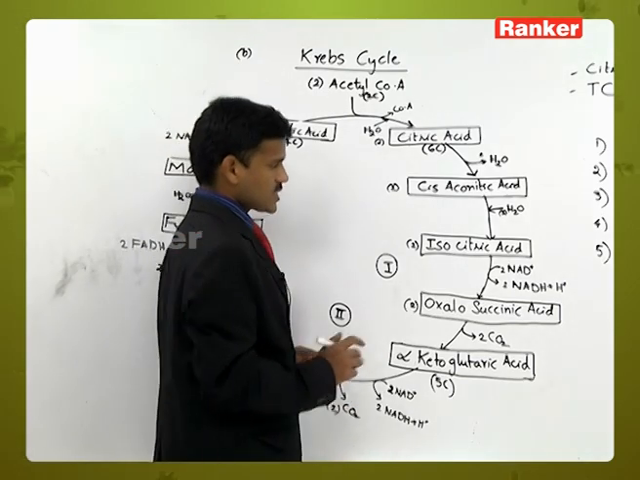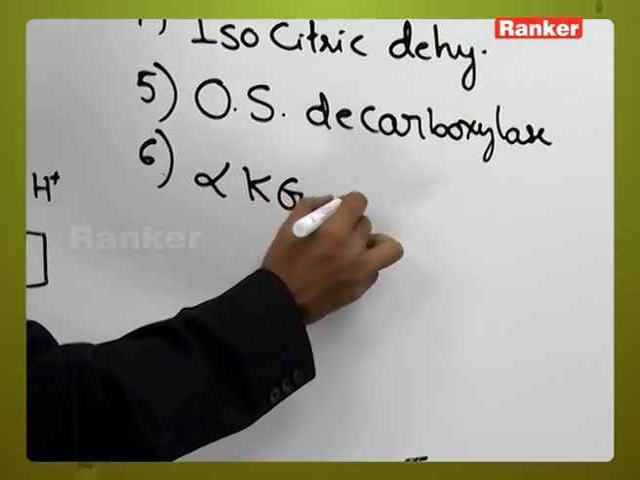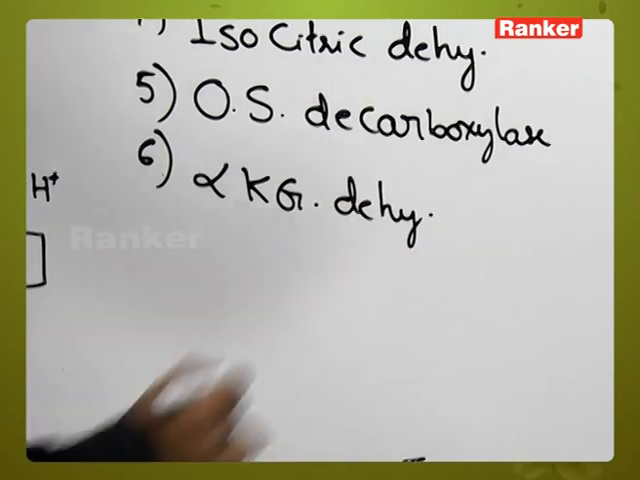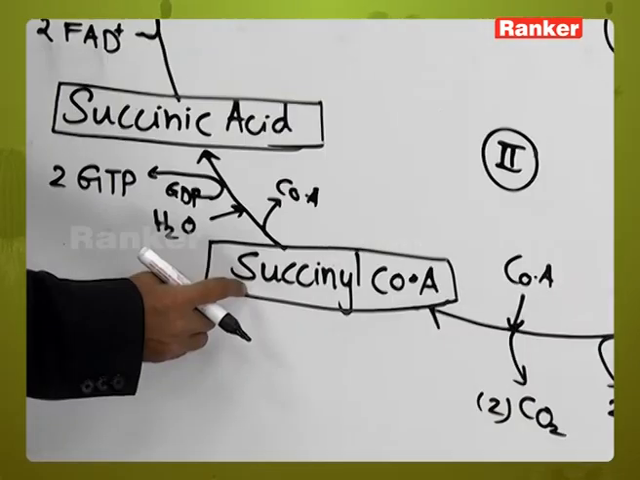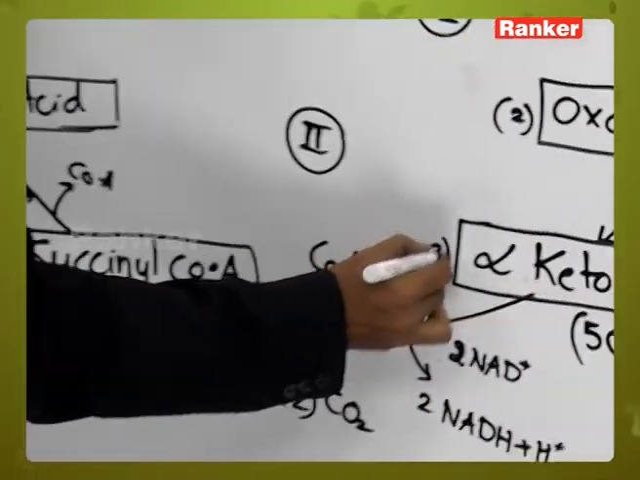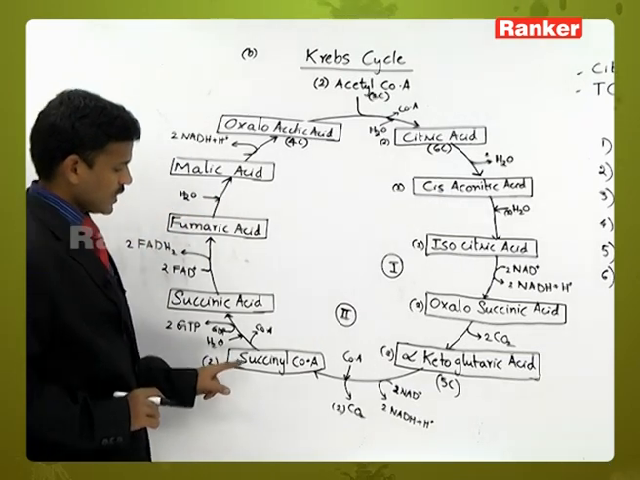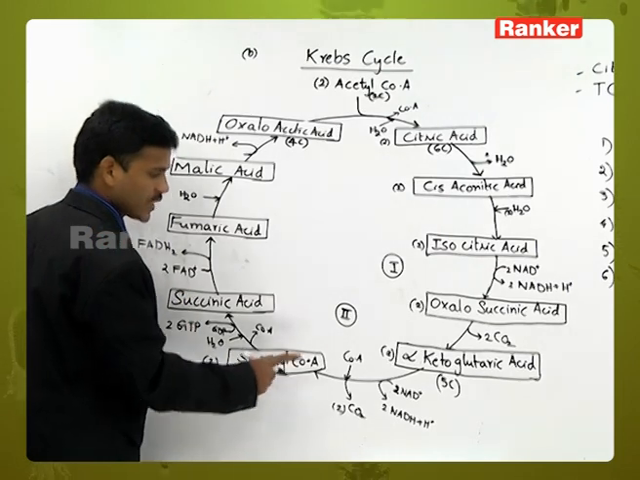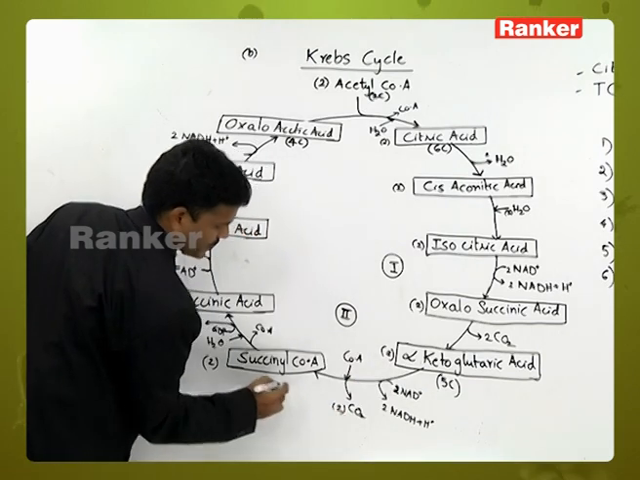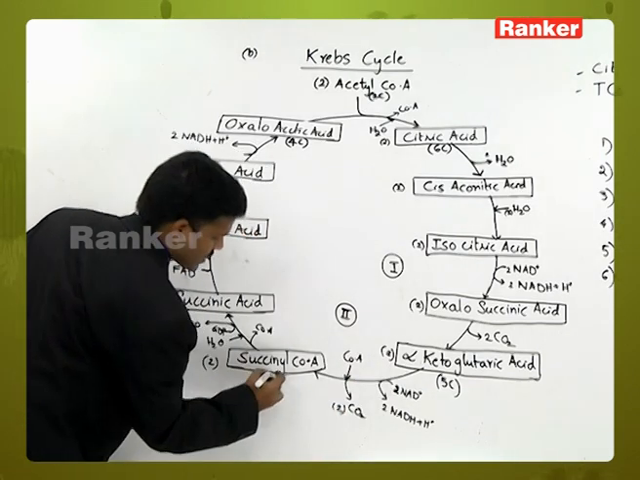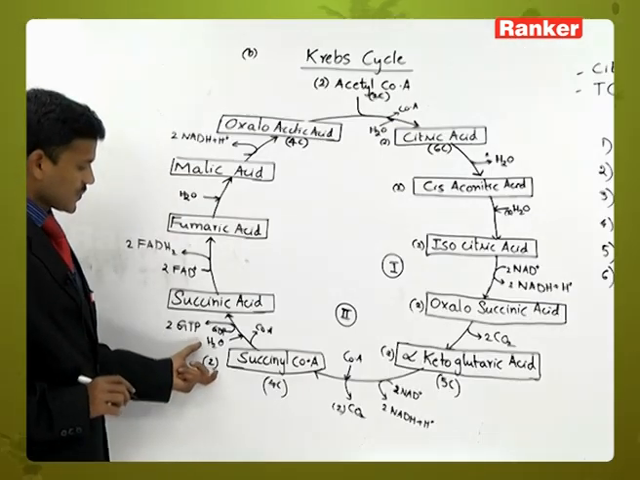This reaction is catalyzed by alpha ketoglutaric dehydrogenase. After this reaction, succinyl coenzyme A is produced, two molecules of succinyl coenzyme A. Succinyl coenzyme A is a 4 carbon component. Why? Because the previous one is a 5 carbon component, and one carbon dioxide is removed. After the removal of one CO2, 4 carbon succinyl coenzyme A is produced.